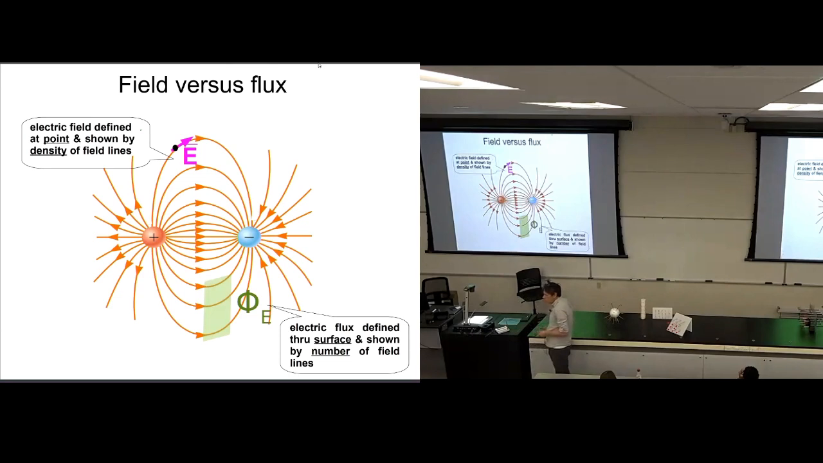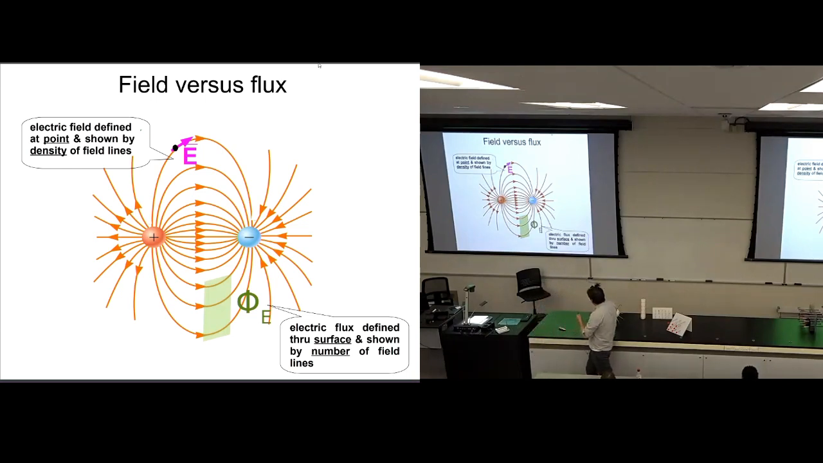Okay, I wanted to make a little bit more technical point about flux versus field. When we think of the electrical field, we think of there being an electrical field at a given point. So when I think about the field, I'm thinking about, at this point, what is the electrical field? When I think about flux, I think about the electrical flux through a surface. So I'm thinking about a surface and what is the flux through that surface.